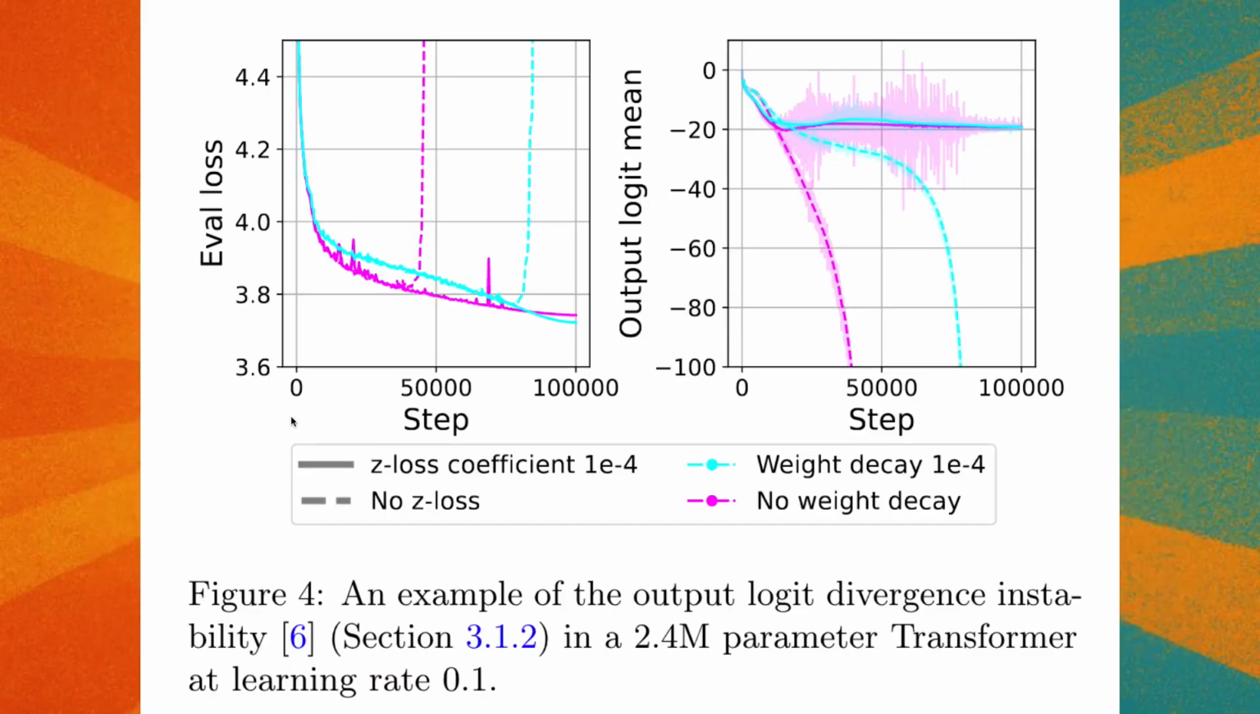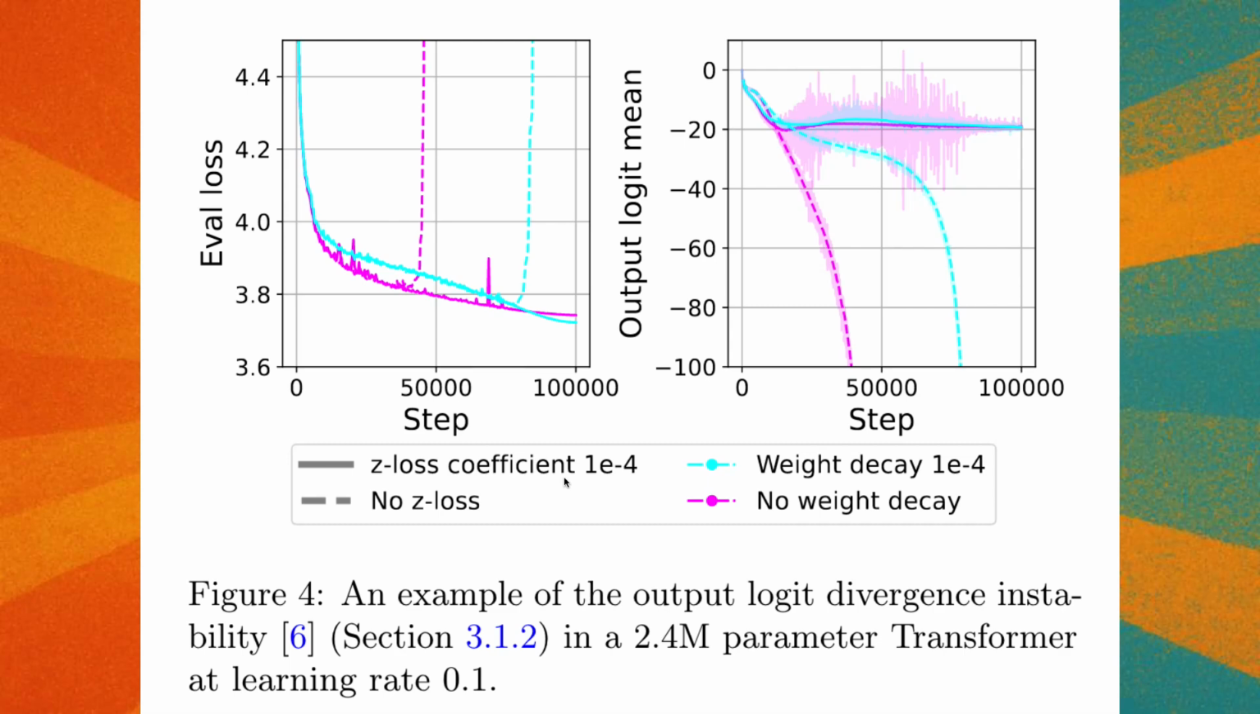So what does that look like? Here's an example of the output logit divergence instability. This is a 2.4 million parameter model trained at a learning rate of 0.1. On the x-axis, we have our training duration, so it goes up to 100,000 steps. On the y-axes, we have the eval loss and the output logit mean. And we have 4 different markers that are of interest. The solid lines are where we are using the z-loss. The dashed lines are where we're not using z-loss. The blue lines are when we're using weight decay, and the magenta lines are when we're not using weight decay.